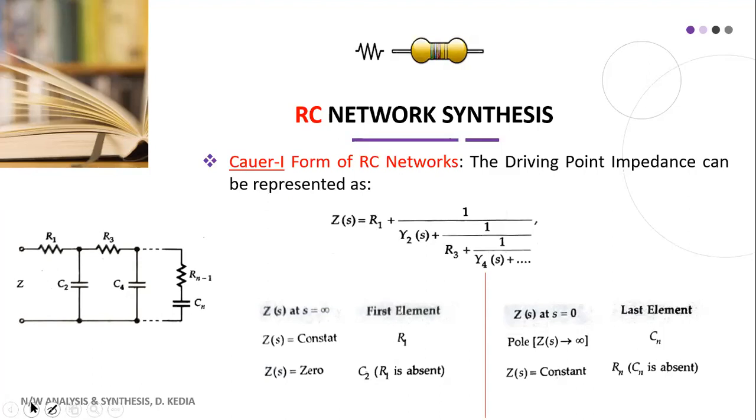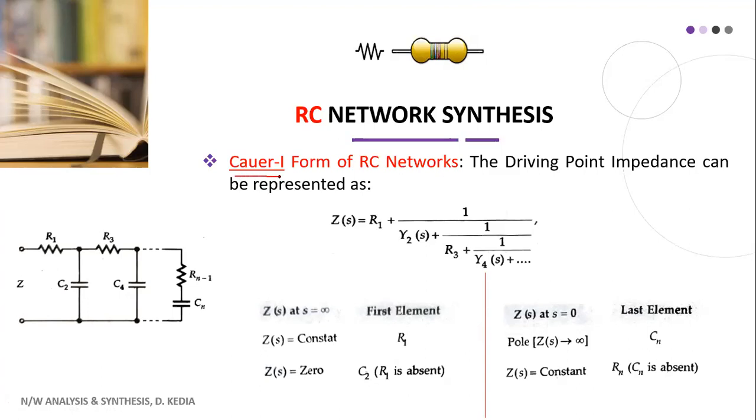We will have to identify the first element, we will have to identify the last element, and we will have to use the continued fraction approach. The same thing will take place more or less as we have also seen in Foster forms. The only difference will be that your inductors and capacitors are replaced with resistances, in either of RL and RC. Okay, so let us see.